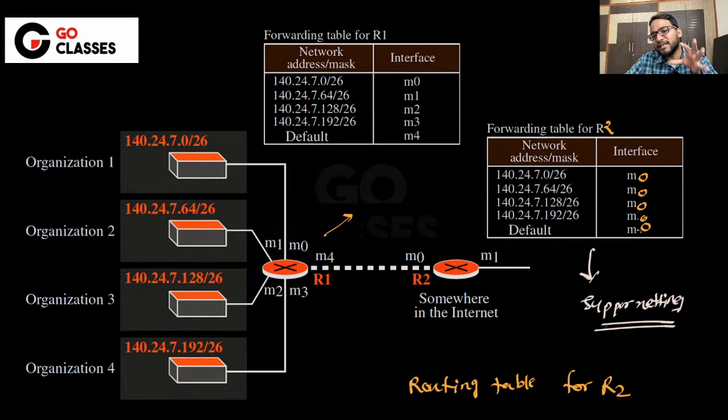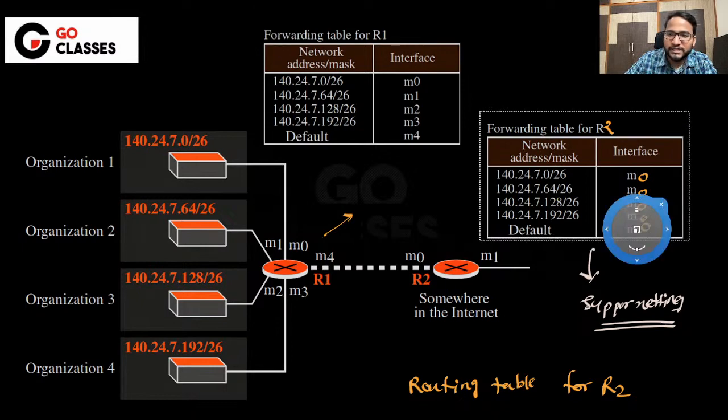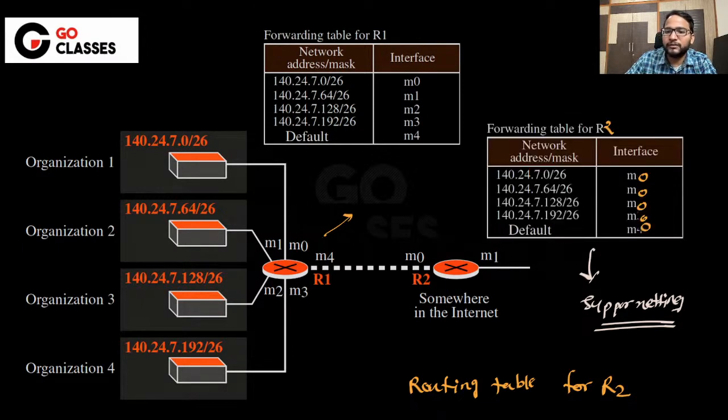It says it is just a logical idea. Okay, so here the R2 routing table is looking like this. Let me know if everyone is clear with this R2 routing table, because if you are not clear with the R2 routing table, then you will not be understanding things about the supernetting much.